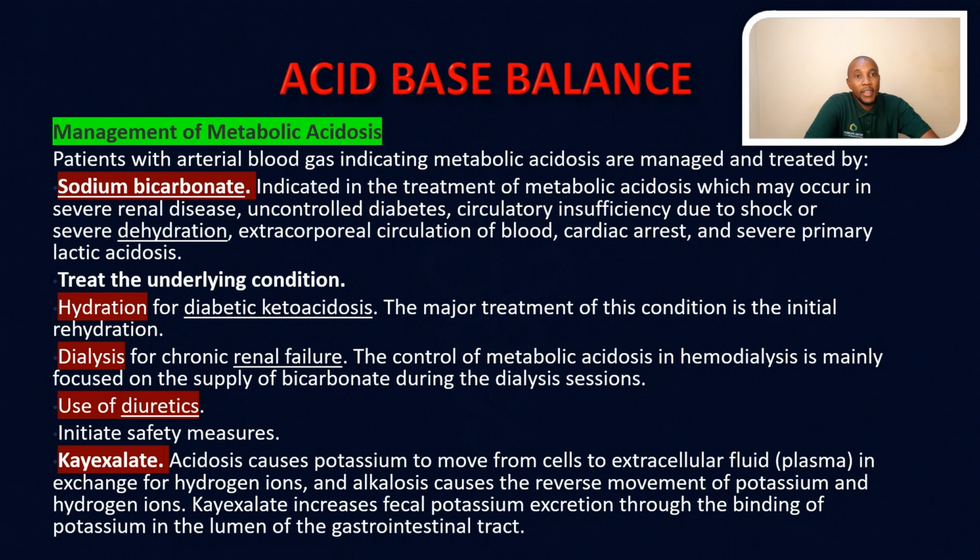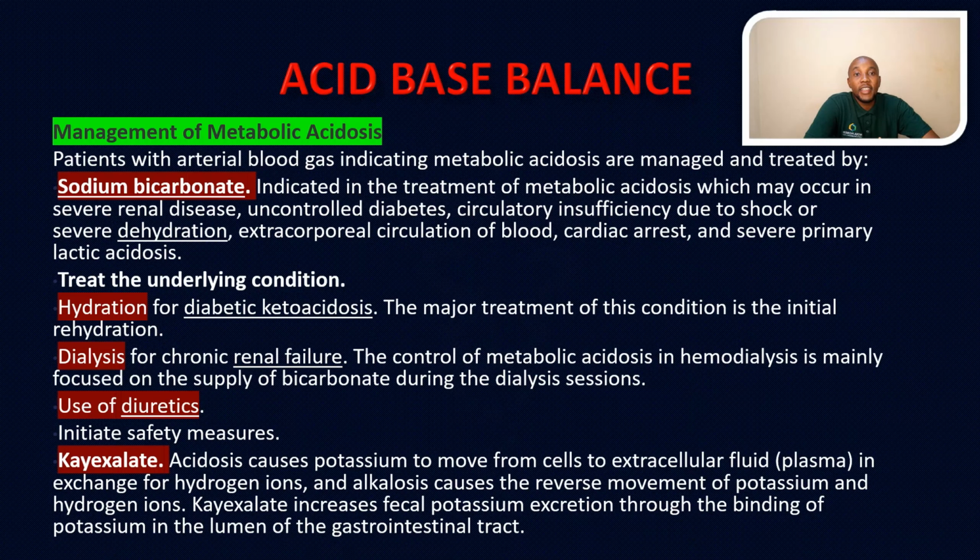Let us now look at how we can manage a patient with metabolic acidosis. Basically, patients with arterial blood gas indicating metabolic acidosis are managed and treated as follows. First, we administer sodium bicarbonate. It is normally indicated in the treatment of metabolic acidosis, which may occur in severe renal disease, uncontrolled diabetes, circulatory insufficiency due to shock or severe dehydration, extracorporeal circulation of blood, cardiac arrest, and also in severe primary lactic acidosis.